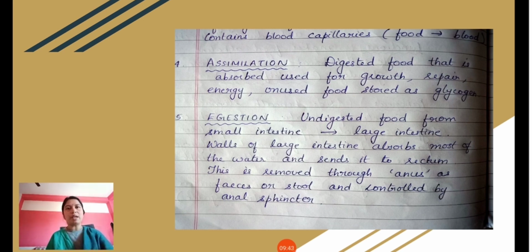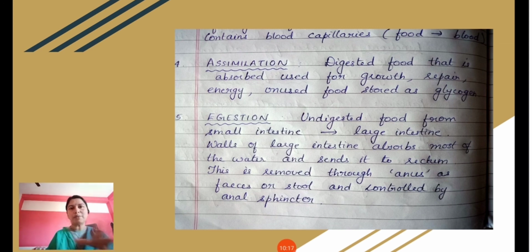So now the food is transported through the blood to different organs. And the fourth step after absorption is assimilation. Whatever digested food is now transported to different parts is utilized by the body for different activities, used for growth and repair, and in case there is any unused food, it is stored in the form of glycogen.